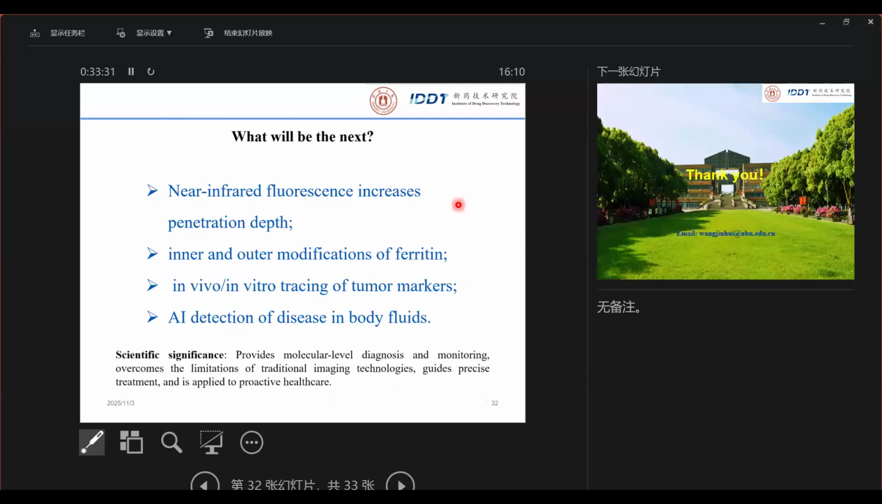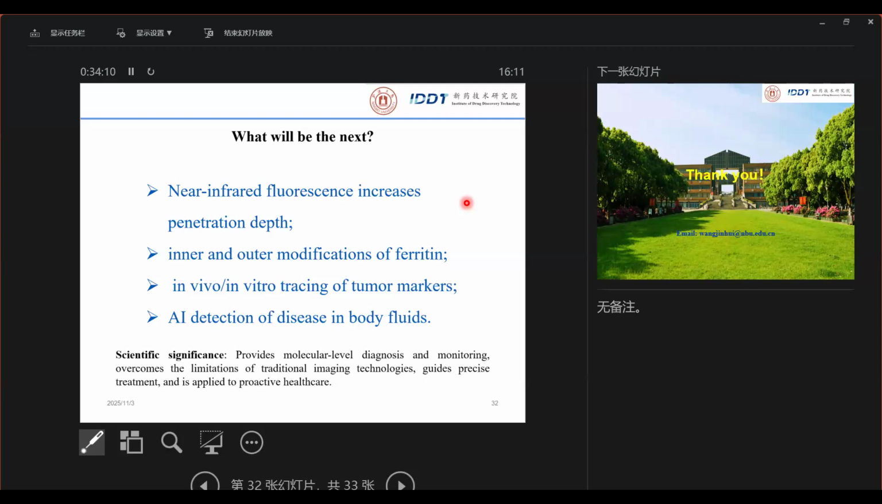So as a summary, what will be next? We want to develop the near infrared fluorescence, and it can increase the penetration depth. The longer wavelengths can penetrate deeper, but without the background noise. We also want to have inner and outer modification of ferritin, for example, to deliver the fluorophore of the probes to the targeted cell or cancers or inflammation part or tissues.